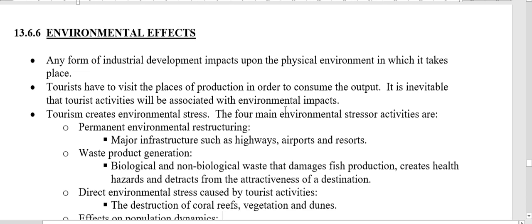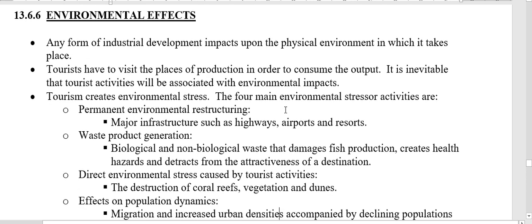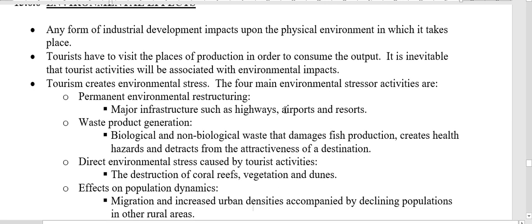The last thing for this lesson is we're going to look at the environmental effects. Most of this I have mentioned already. So what impact does tourism have on the environment? As I said, any form of industrial development obviously impacts on the physical environment.